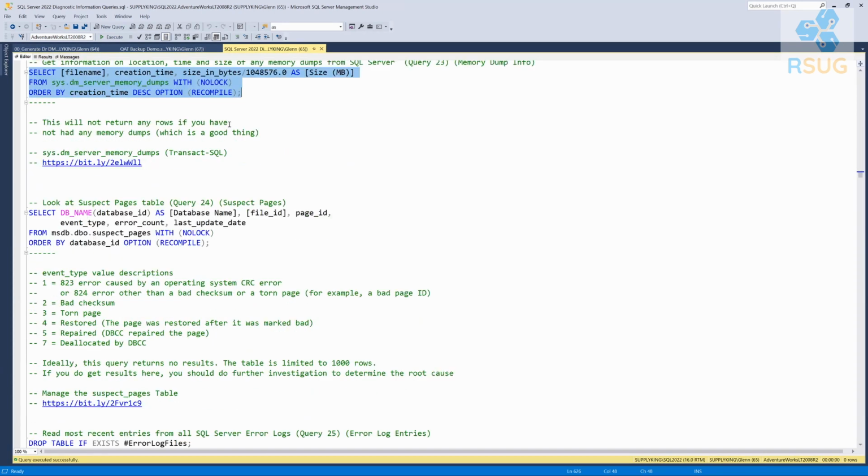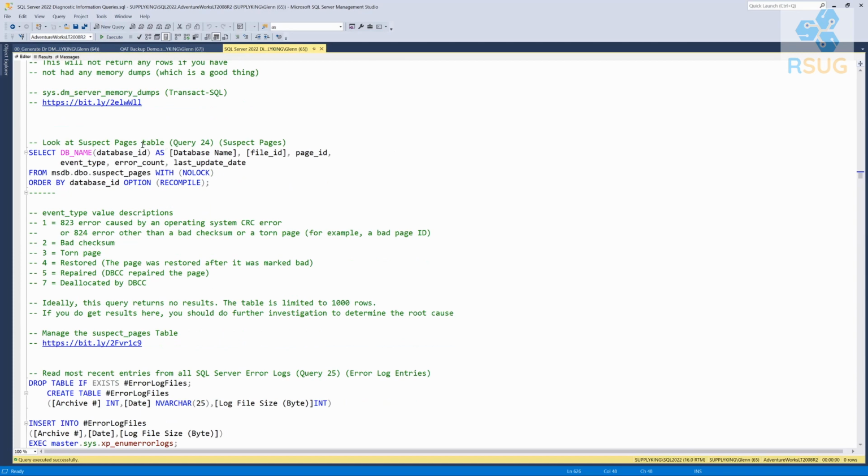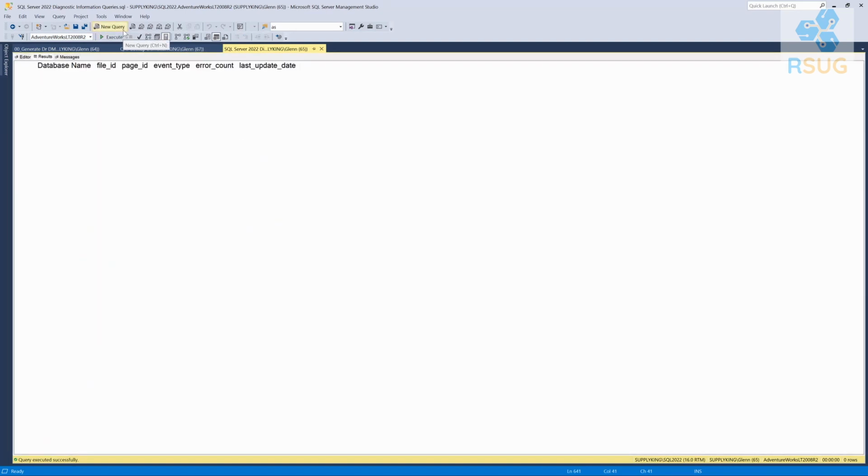And if you're still seeing them, then you might want to open a support case with Microsoft. So then the next thing is looking at the suspect pages table in MSDB. And this will help catch early signs of corruption. And you want this to be empty also.